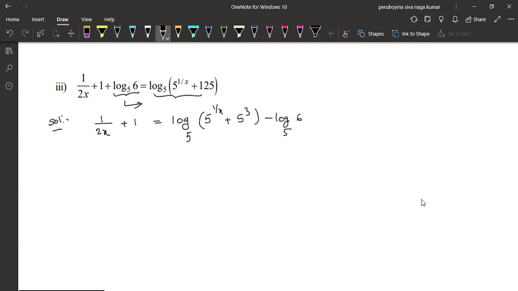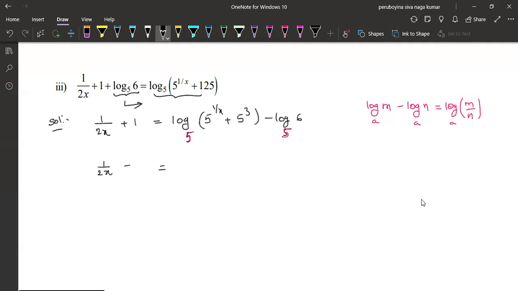And we already know that log m base a minus log n base a is equal to log of m divided by n base a. Here the a value is 5, the base value. Both logarithms have the same base. One input is 5 power 1 by x plus 5 cube, and another input is 6.